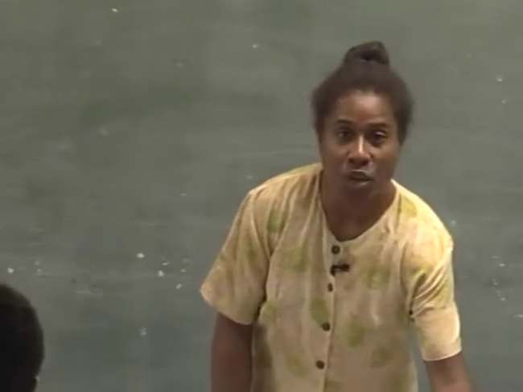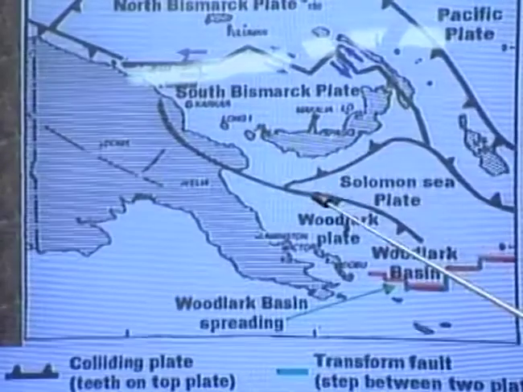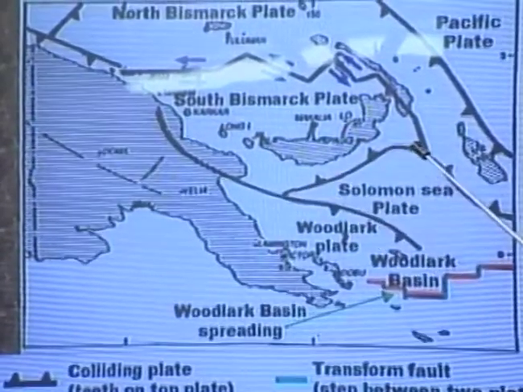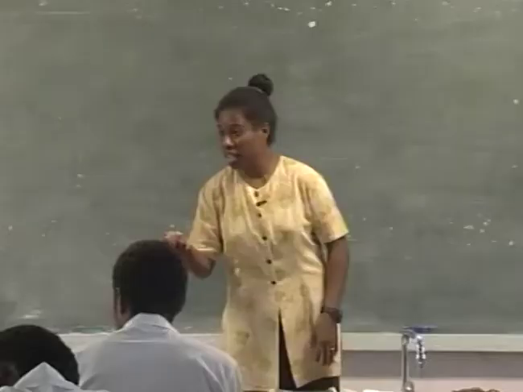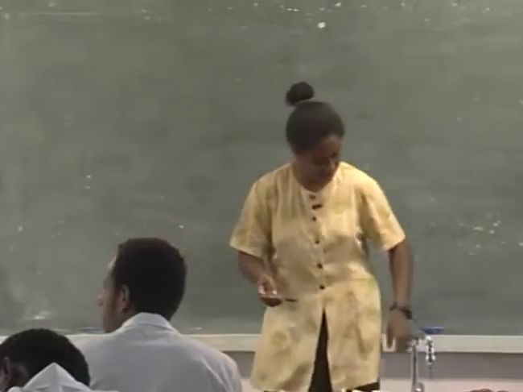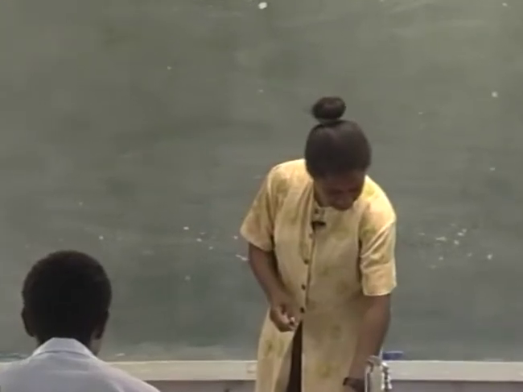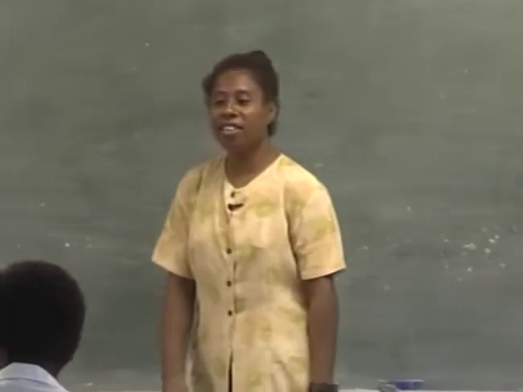We're looking at the New Britain Trench, this feature here in Papua New Guinea. How was it formed? Frank? Kiran, okay. Kiran will explain to the class.